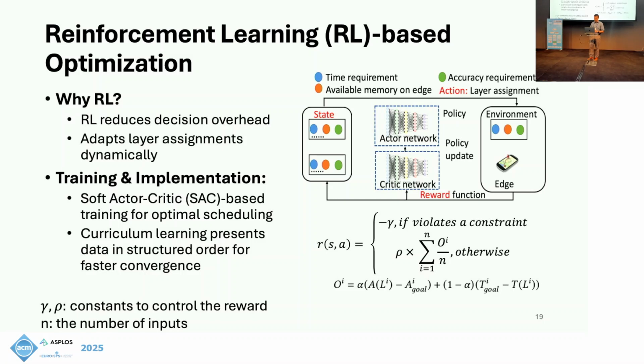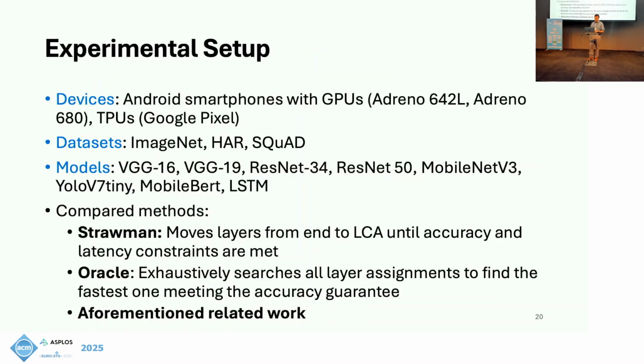And the agent is trained to satisfy the latency and accuracy constraints, guided by a reward function that penalizes violation and favors efficient assignments. For evaluation, we test Flex on 3 real edge devices. We run different vision, NLP, and time series models on the ImageNet dataset, HAR dataset, and SQuAD dataset. The input arrives using a Poisson distribution with a mean interval time of 3 seconds.